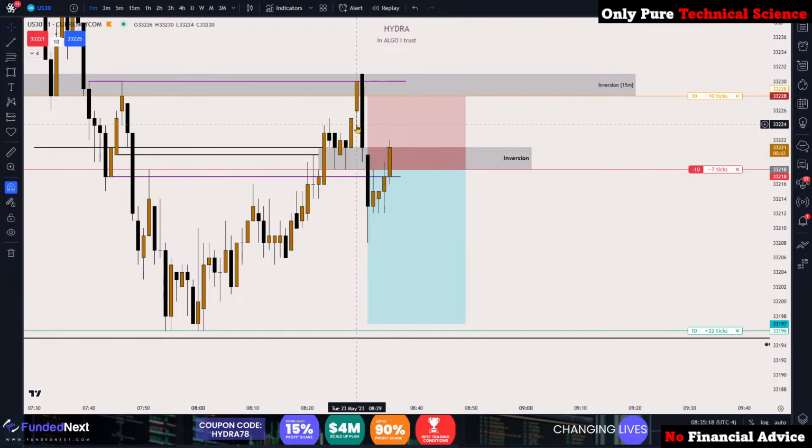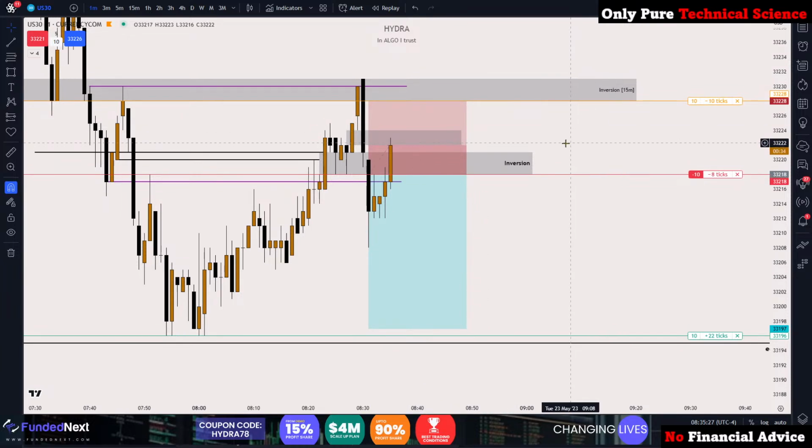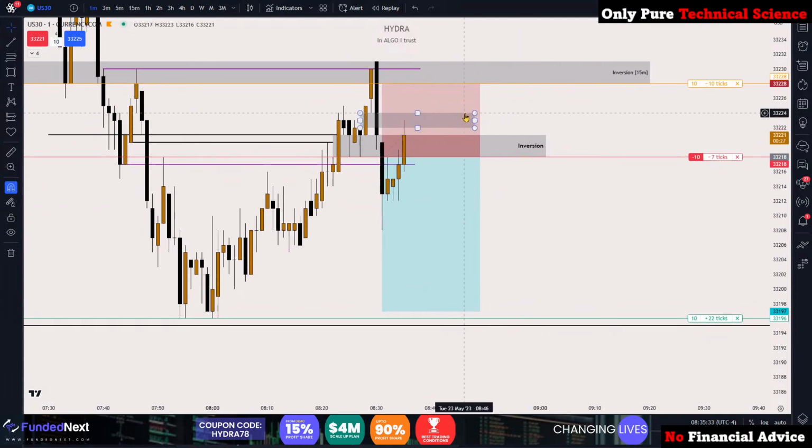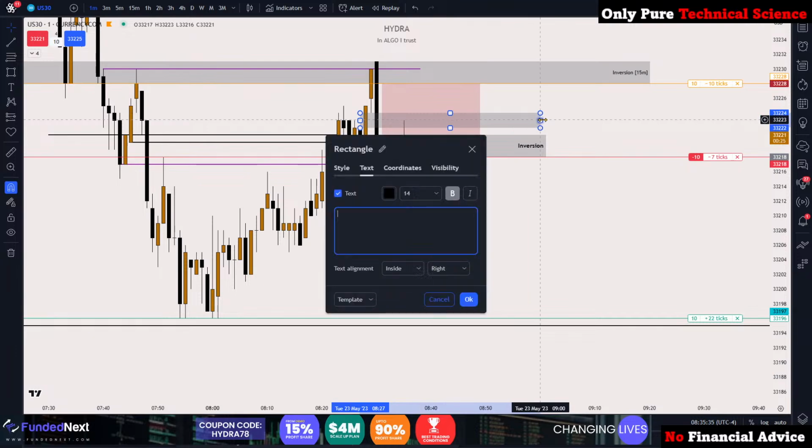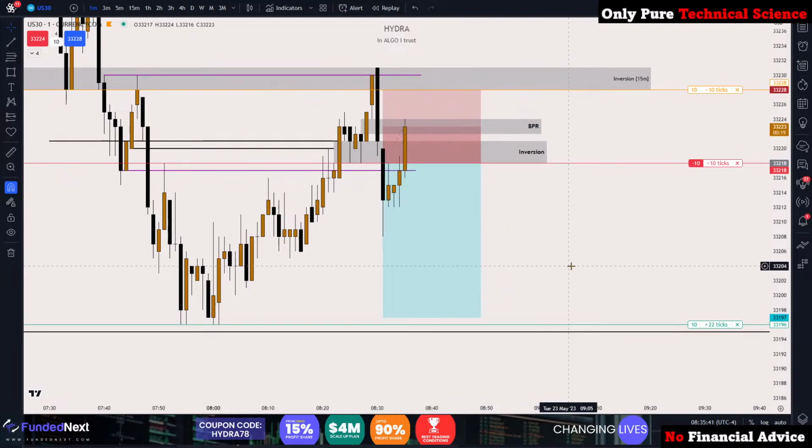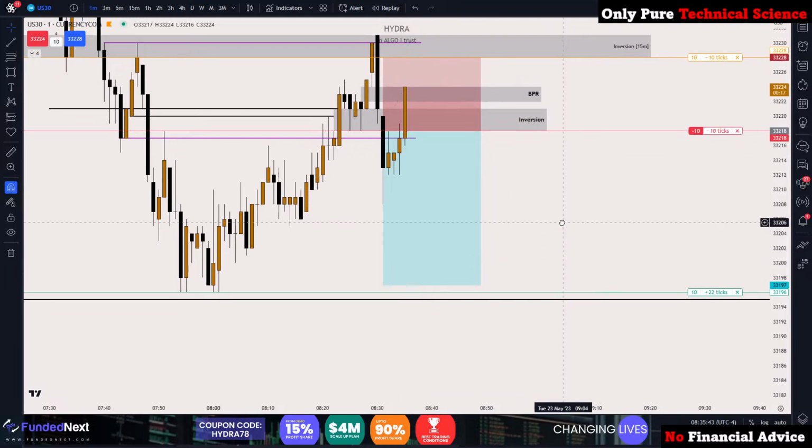Our last line of defense will be this BPR right here. If price goes above this BPR, then our whole analysis is wrong. And if price is leaving these relative equal lows, okay, for 9:30, that will also make a setup. So let's see what price does. Our last line of defense is this BPR up here.